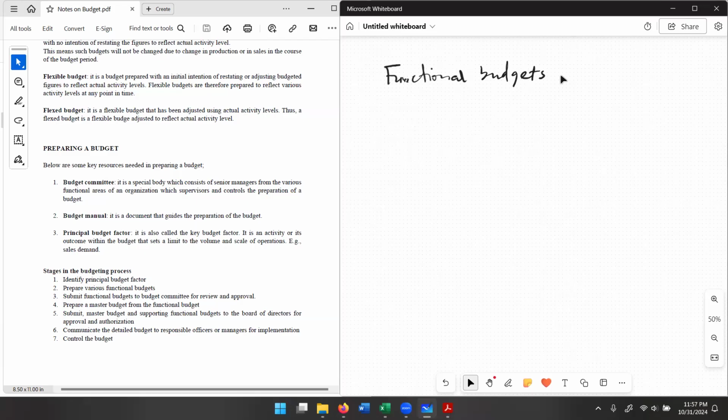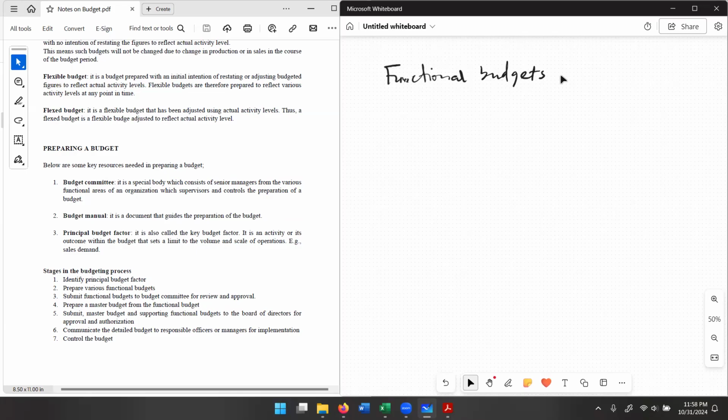So once the functional budgets are prepared and submitted to the budget committee, they will review them, add, subtract, depending on whatever they find in their review. And if they are okay with the functional budgets, then those functional budgets will be used as the basis to put together the master budget. The master budget is a budget prepared in the form of a complete set of financial statements. You see that?